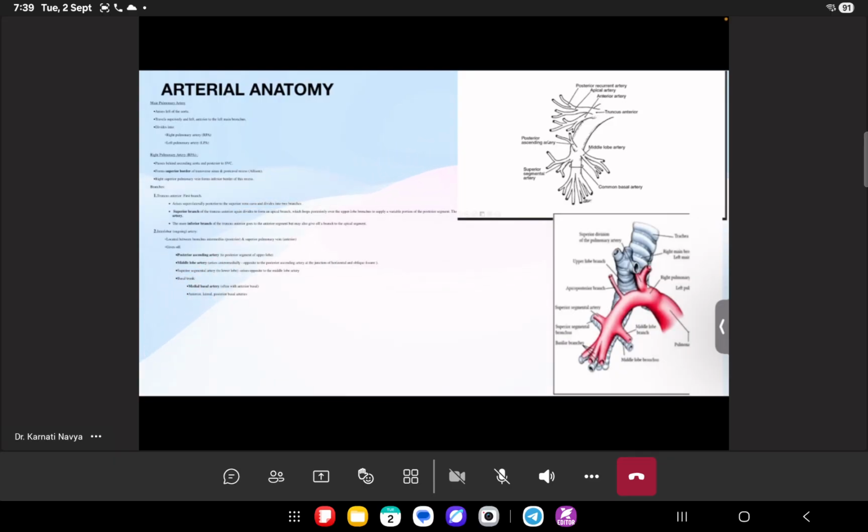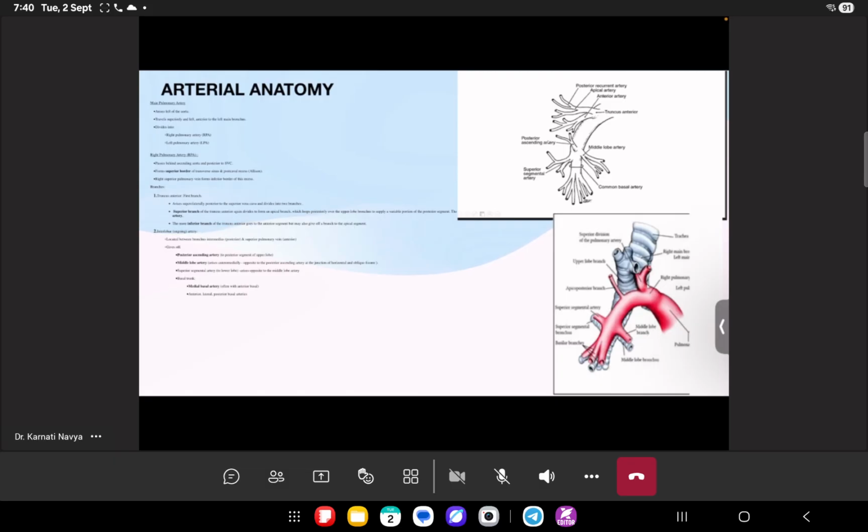It gives off the posterior ascending artery to the posterior segment of the upper lobe, and the middle lobar artery. It usually arises anteromedially and opposite to the posterior ascending artery at the junction of the horizontal and oblique fissure. And the superior segmental artery to the lower lobe arises opposite to the middle lobe artery.